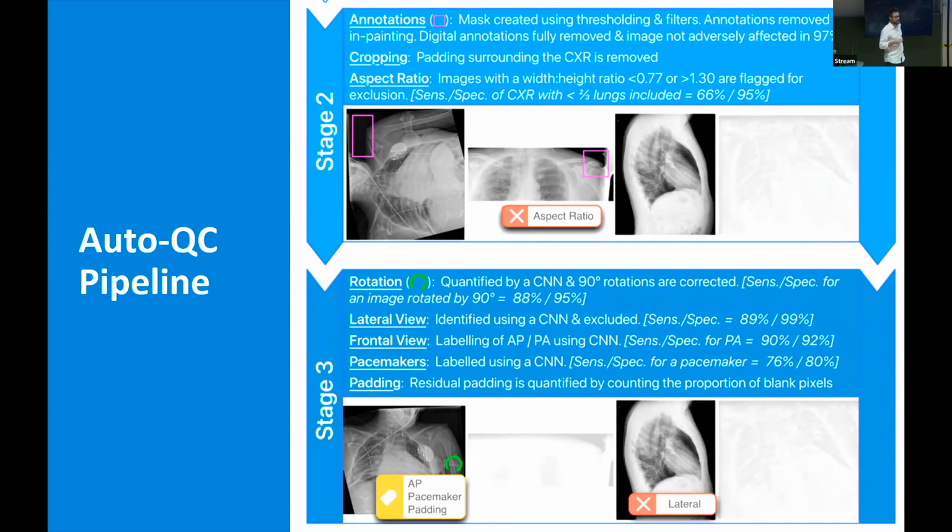We look for any lateral chest X-rays, because obviously they're very different to frontal chest X-rays. And we label the view. The gold standard is to take a chest X-ray from the back to the front, but that requires patients to be well and able to stand. So lots of patients have them from front to back, particularly during COVID. If you're sick, you'll have an AP chest X-ray. And during COVID, they did APs because of infection control reasons as well. And we also label pacemakers.